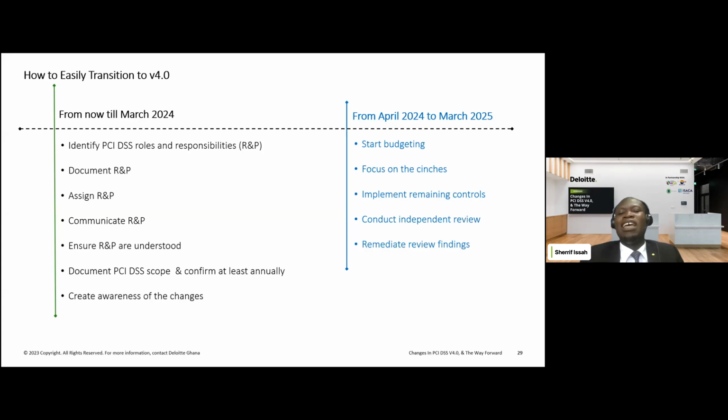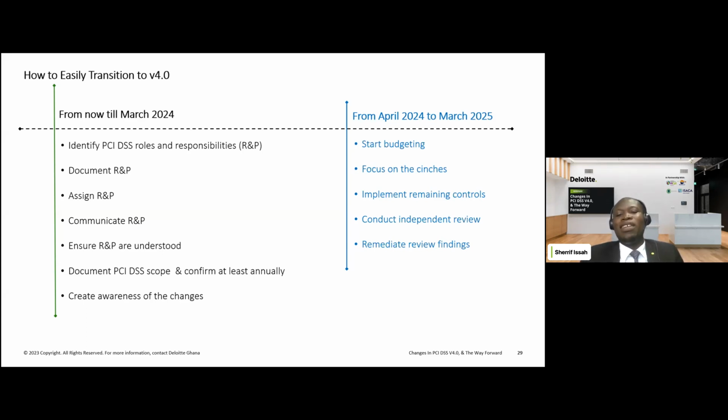Then there's a need to have an independent person to review the changes or the requirements that you've implemented. An independent person may not necessarily be someone outside the organization, but an internal person who's independent of the PCI DSS space. Your internal audit, if you have a competent person in there, should be the ideal person to do that. Equally, if you want to outsource that role, you can call in an individual who is competent in that space to do that review.